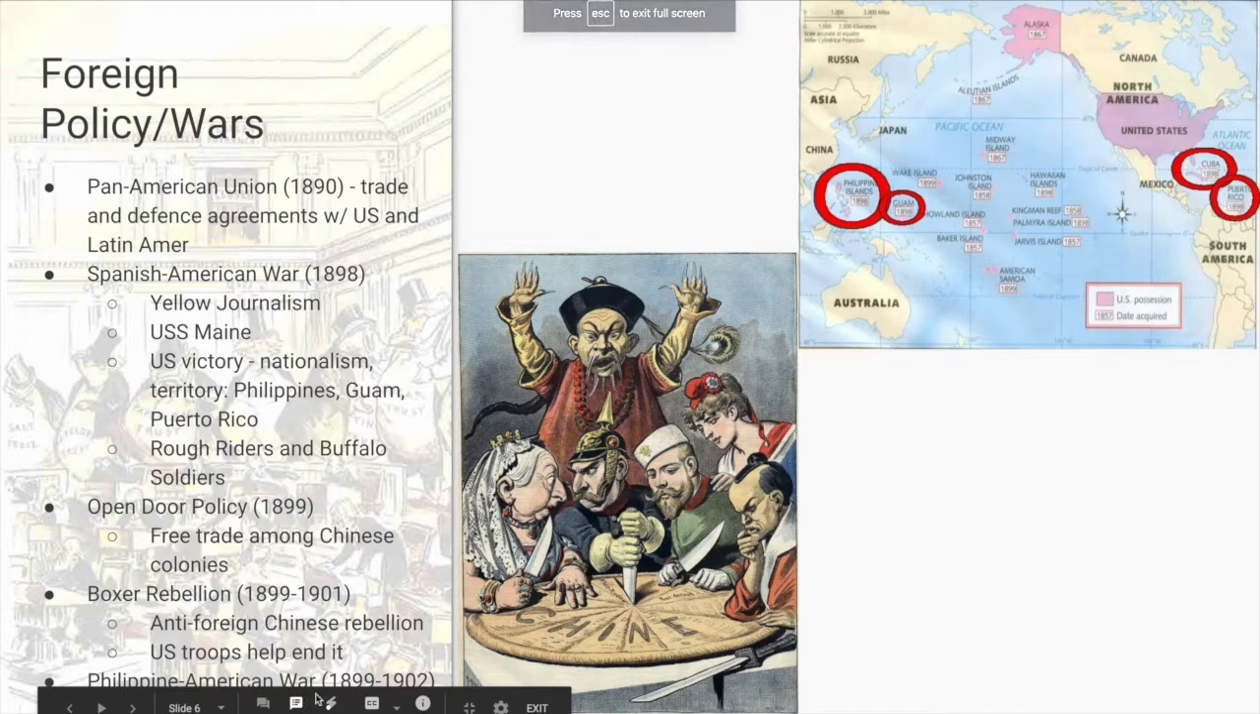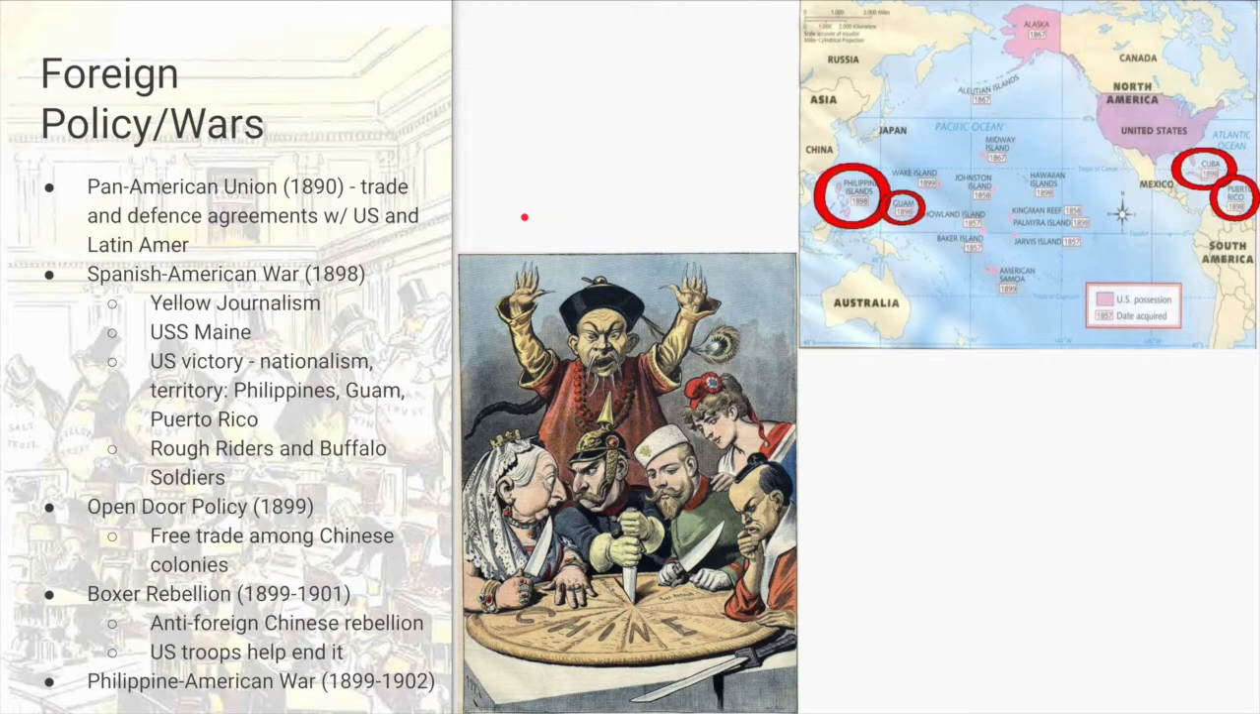Unit 6, Foreign Policy and Wars. This is a major time for the U.S. military, again, because we are going to become an empire during this period, okay? Early on, you should know about the Pan-American Union, okay? And this is an agreement between the United States and Latin America that says that they are going to have trade and defense agreements between North and South America. So you can see a continuation of that Monroe Doctrine.